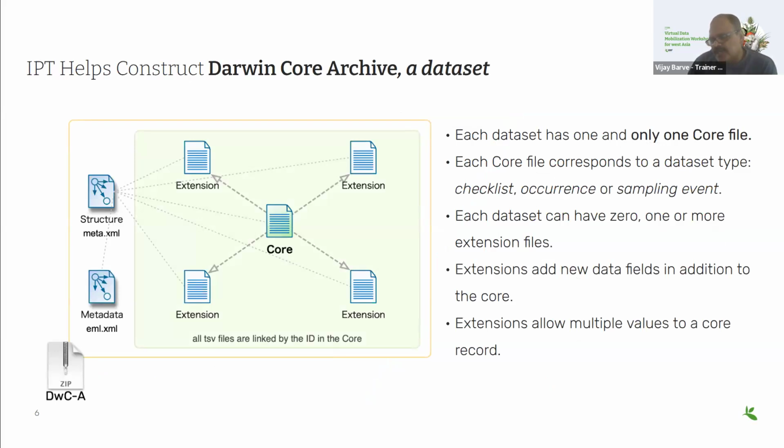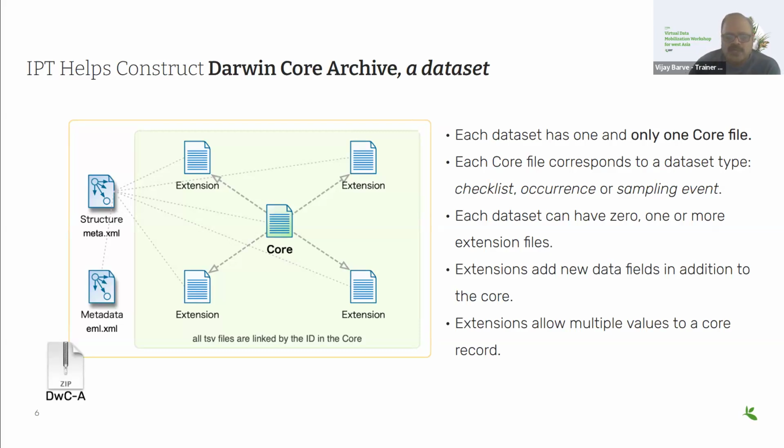So IPT in essence is a tool which helps us construct a Darwin Core archive file, which is what is indexed in GBIF, as well as this is now becoming a fairly well-known format that even some other servers can take a Darwin Core archive process and understand what you are doing.